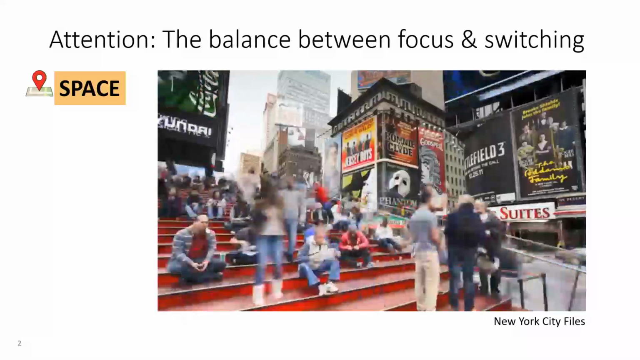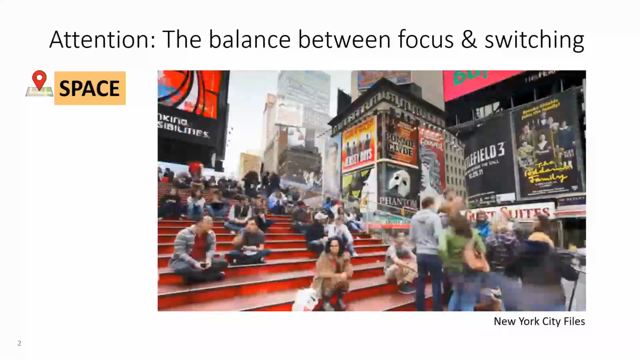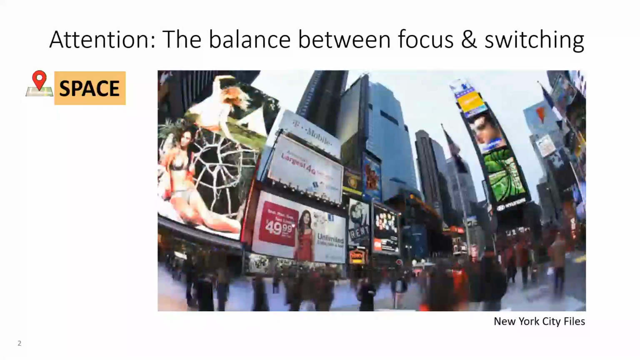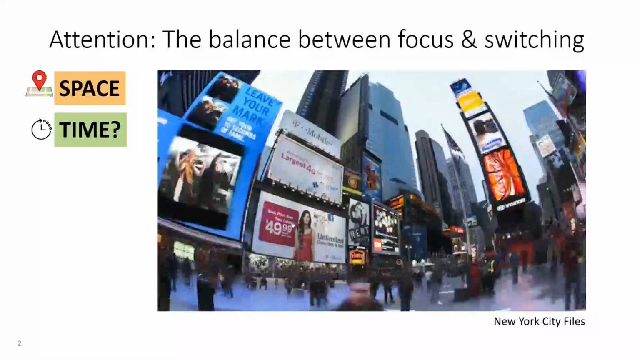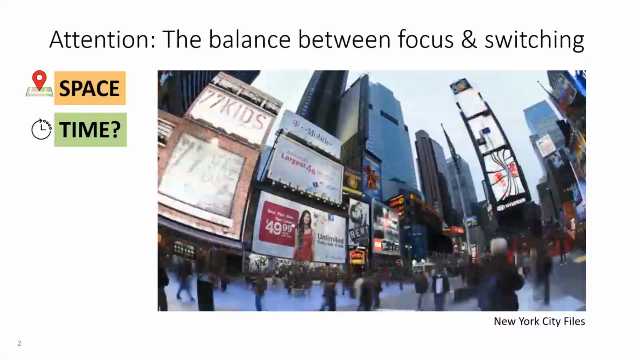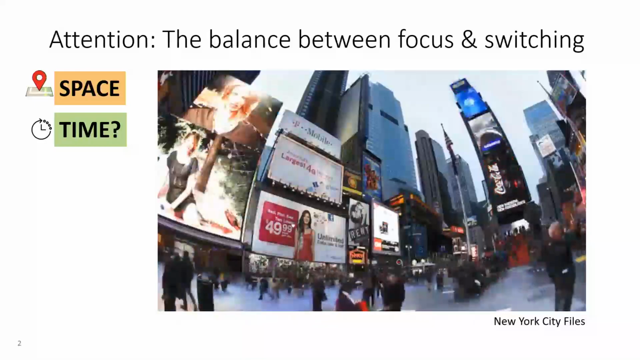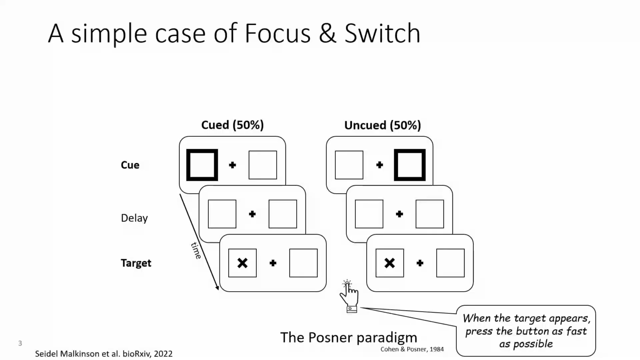One important factor is the space where events are located, one compared to the other, but also time, when these events happen relative to another, is another very important aspect. So in this task, we used a very classical attention task, the Posner paradigm, as a simple case of focus and switching. In this task, participants have to detect a target that is preceded by a cue.